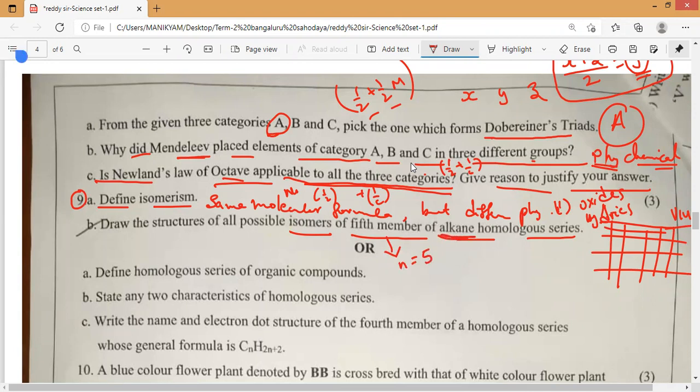So n is equal to 5, alkane family. n is equal to what is the first one? First one is methane. Next one is ethane. Next one is propane. Next one is butane. Fifth one is what, guys? Pentane. Understand? So that is what you have to remember. So what is the formula of pentane, Kevin? C5H10. Correct or not? That you should tell me.